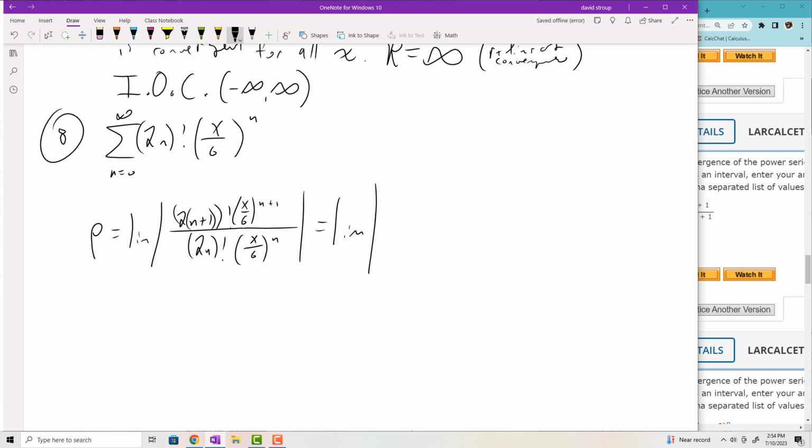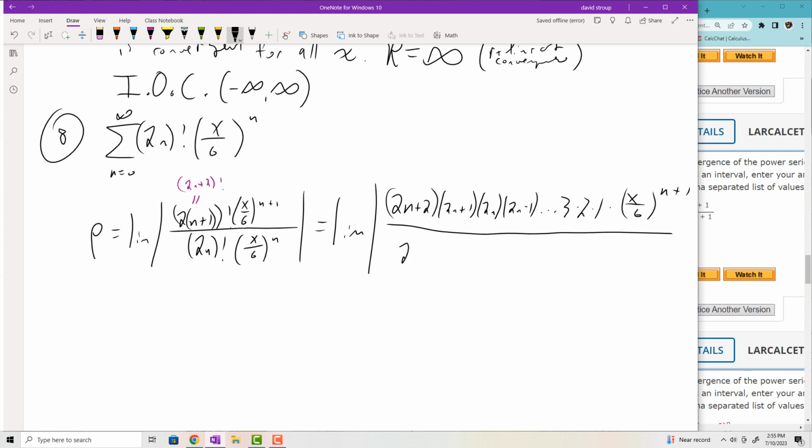Again, 2 times n plus 1 is not 2n plus 1. It's 2n plus 2 factorial. So I'm going to start by expanding that a bit. 2n plus 2 times 2n plus 1 times 2n times 2n minus 1, and so on, down to 2 times 1, times x all over 6 to the n plus 1, all over 2n factorial, which is 2n times 2n minus 1, and so on, times x over 6 to the n. I can see the cancellation. So the 2n factorial parts are gone.